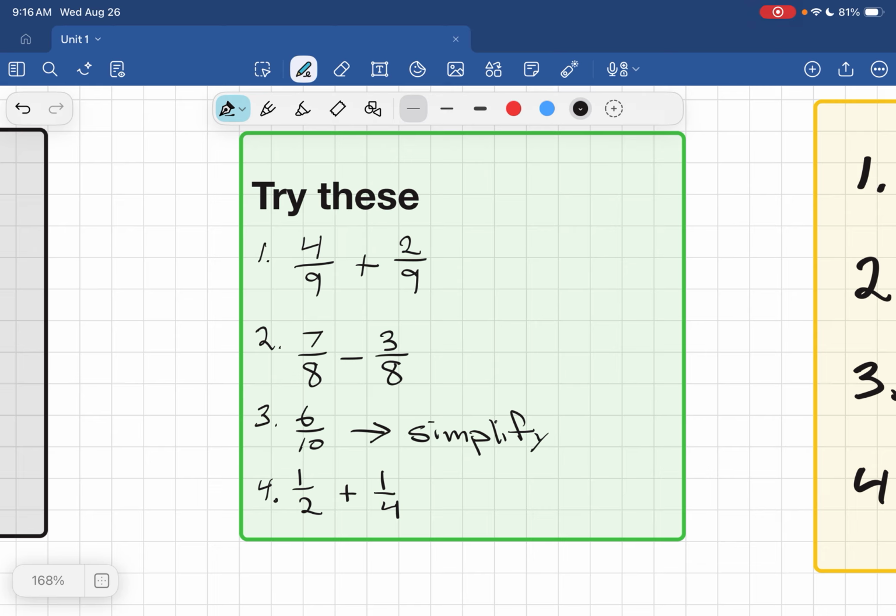All right, now it's your turn. You can pause the video and try these 4 problems. Take your time and pay attention to the denominators. Remember, same denominator, add or subtract the numerators. Different denominators, find a common denominator, and remember to simplify your answer.